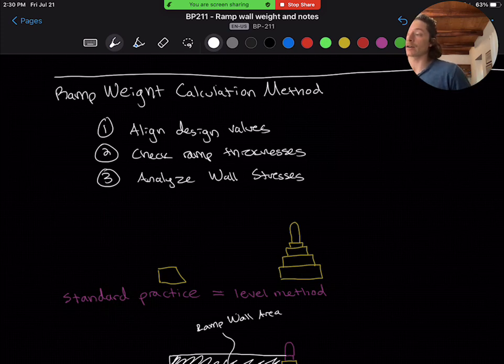So we're going to start with calculating the ramp wall self-weight, of which there are two different methods presented. These are also presented in detail in the Ramp Walls and Fill lecture of the Construction Management course, number 301, where Jay does a great job of explaining these two methods from a calculation standpoint.